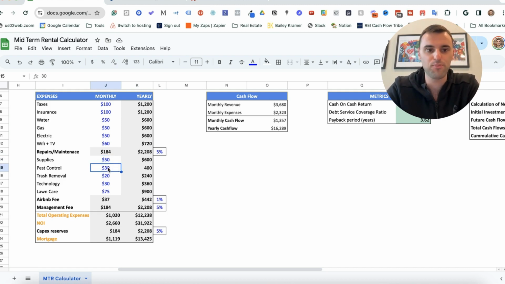Same thing, we have pest control. Best to just call a local pest company, get a quote on that. Trash removal, going to depend on location.